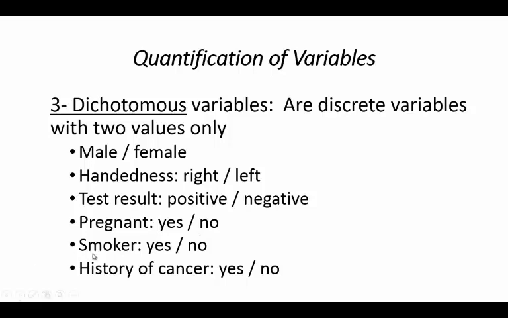It's either yes or no. A smoker or a non-smoker. Somebody had cancer or never had cancer. So it is a yes or no. It is a positive or negative. It is always either or, nothing in between, and no third option. So these variables are called dichotomous variables.